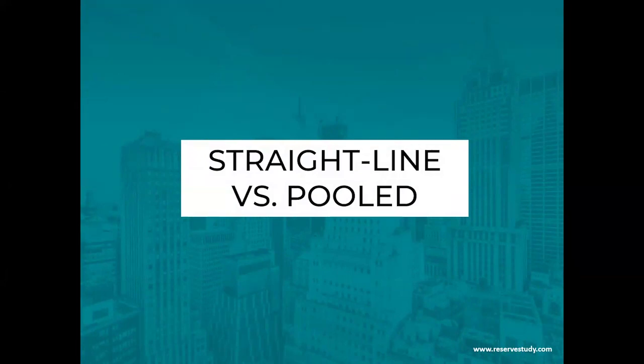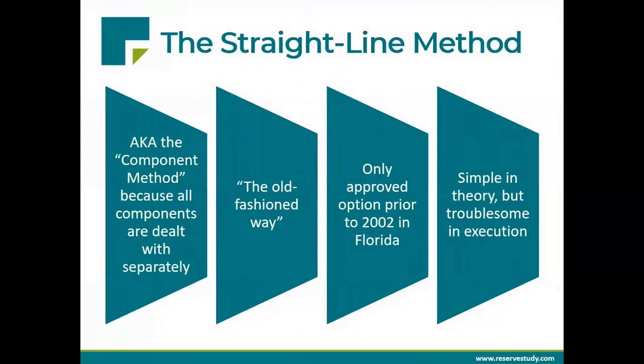So here we are in January. I'm sure most of you have just recently adopted your budget for this year if you're on a calendar fiscal year. So some of this may be fresh in your minds, but first thing I'm going to do is go over what we call the straight line method. Now, the other term for this method is called the component method. And the reason for that is because in this approach, all of the individual components are treated separately from a funding standpoint. So we've always characterized this as kind of the old-fashioned way. More and more communities each year are switching to having pooled reserves.